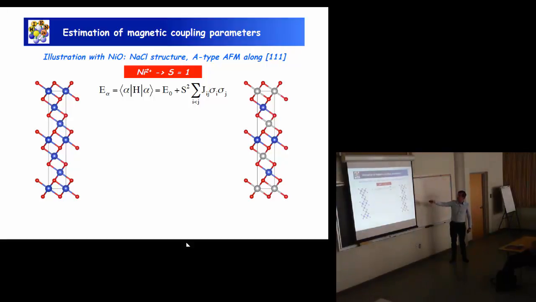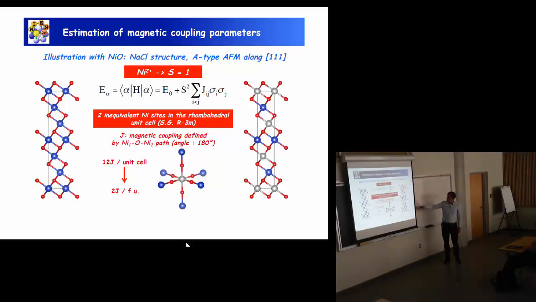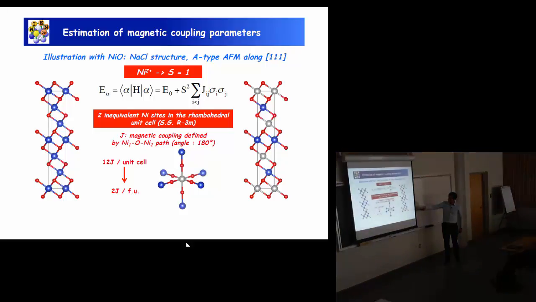You can express the energies of these two calculations using this Heisenberg Hamiltonian. If you look locally at what is happening for this nickel atom, you see that nickel is surrounded by 6 nickel atoms having opposite spin sign. And the coupling will be a superexchange coupling between nickel, oxygen, nickel with an angle of 180 degrees, which means that you expect antiferromagnetic coupling due to the Kanamori-Goodenough rules. And if you count how many J values you have in the unit cell, you have 12. But in this unit cell, you have six nickel atoms. So you should divide by 6, and then you have 2 J values per unit cell.